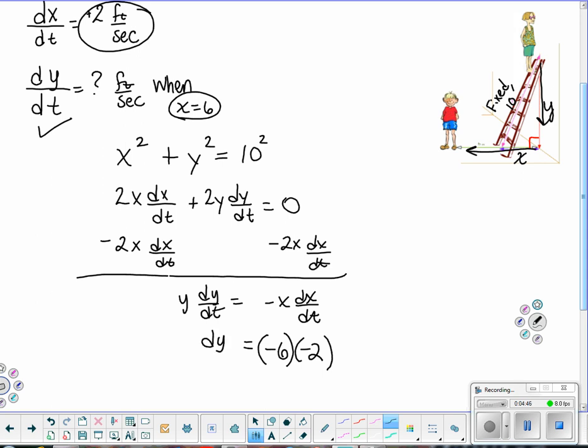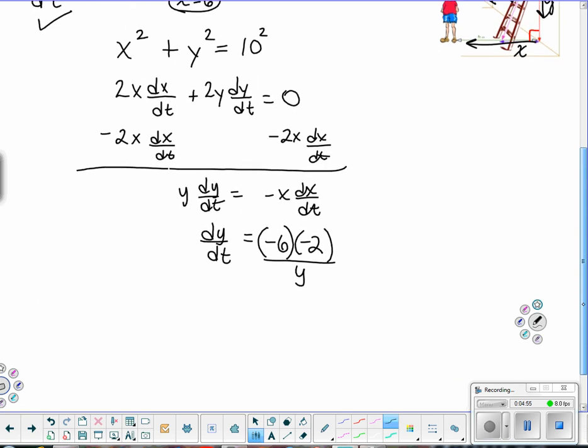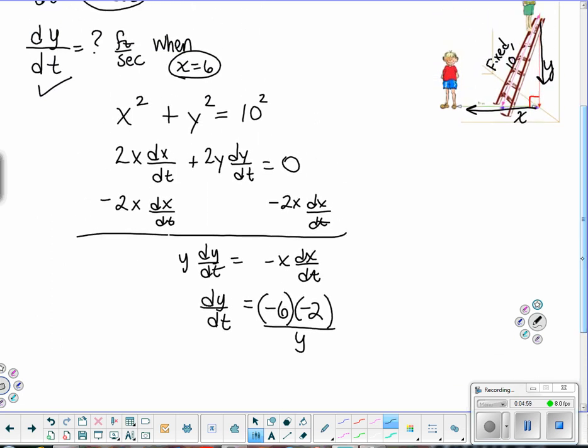I'm trying to find dy/dt though, right? So let's divide both sides by y, and we've got everything positioned to conclude here. Now, here's the situation. When this ladder is pulled 6 feet away from the house, what would y turn out to be? Our ladder is stuck at 10 feet.